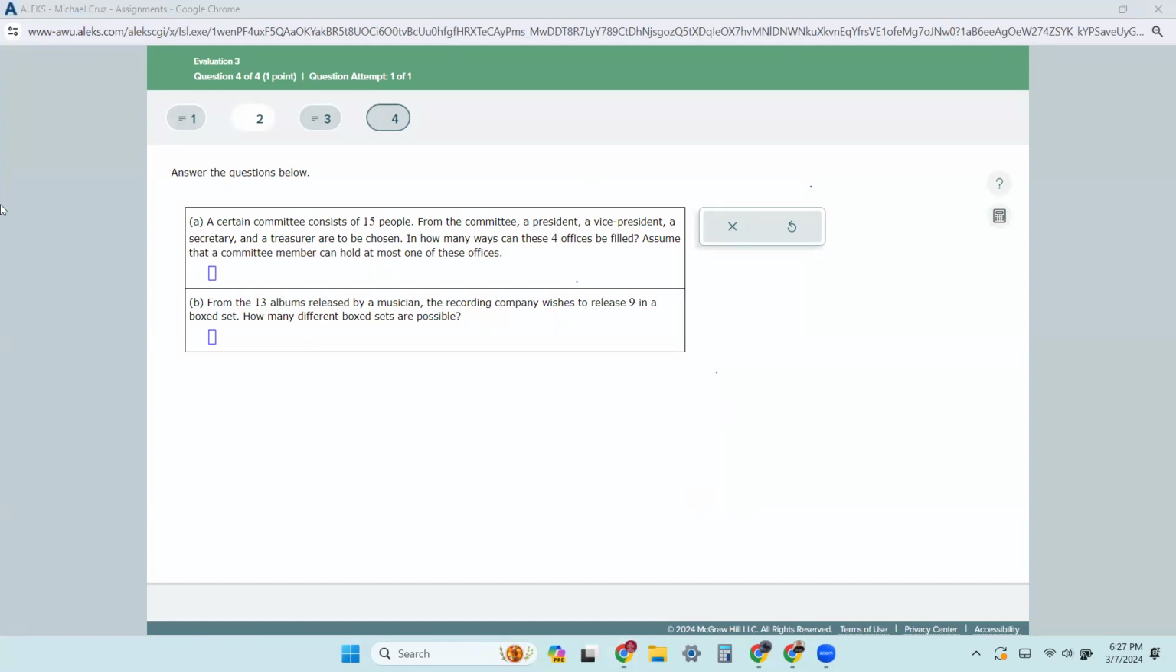So let me ask you here. It says a committee consists of 15 people. From the committee, a president, vice president, secretary, and treasurer are to be chosen. In how many ways can these 4 offices be filled? Assume that a committee member can hold at most one of these offices. So what do you think that's asking for?